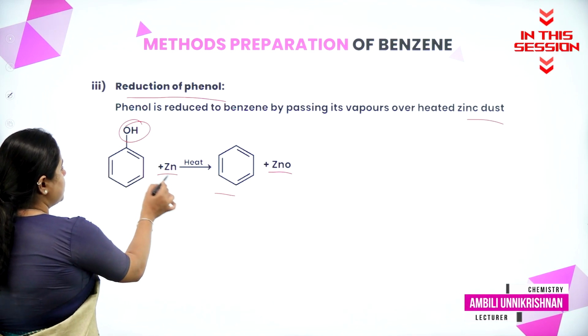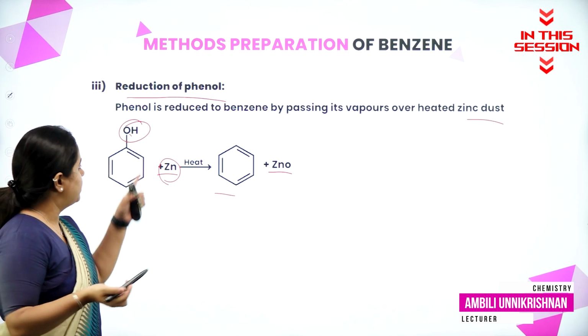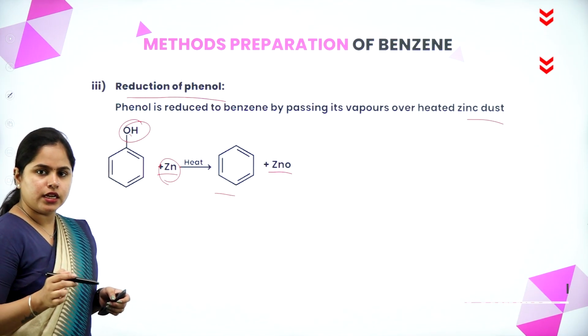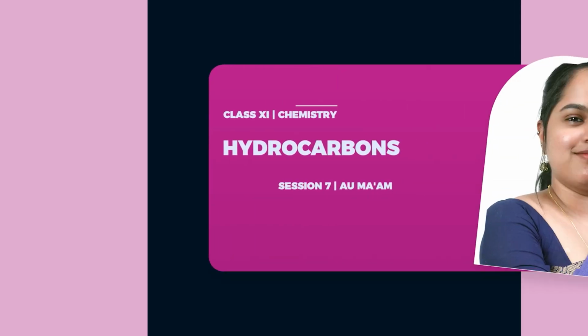It was OH here. What will happen? This zinc will react with the oxygen here and form zinc oxide. The hydrogen will remain there, right? So what will happen? You will get C6H6, that is benzene.